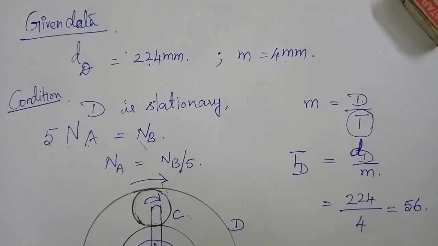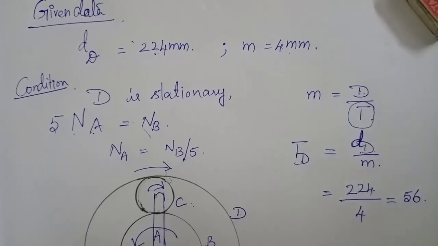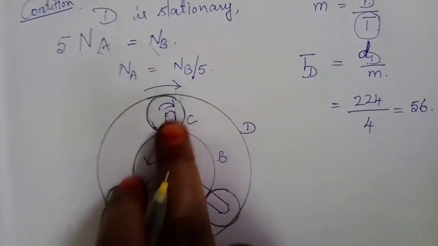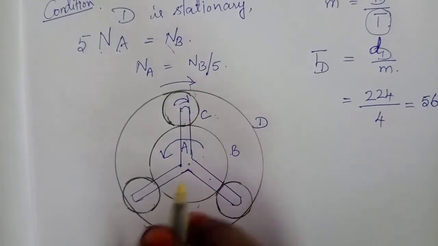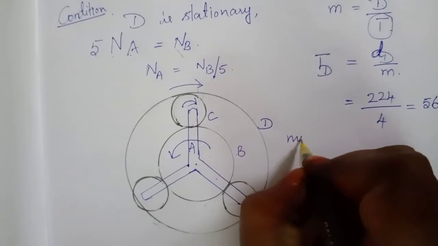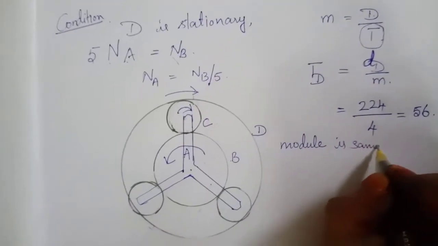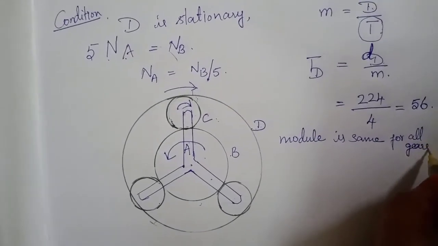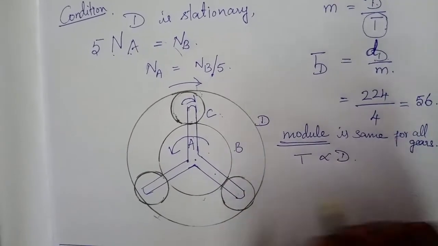Then you need to get the relation. Can you find out the relation? Here you have the structure. From the structure, I already told you that whenever gear trains mesh, the module is the same for all the gears. So if the module is the same, T is directly proportional to D.